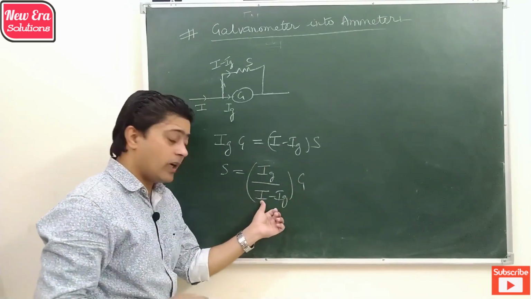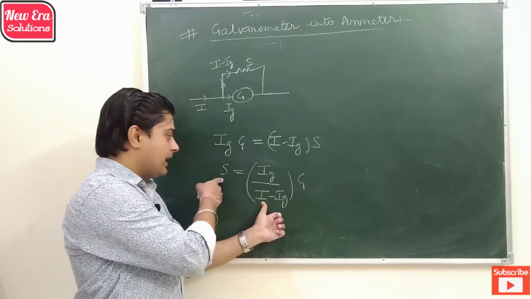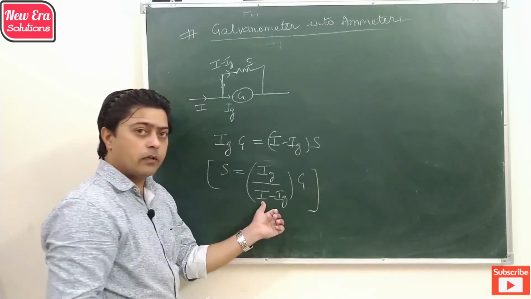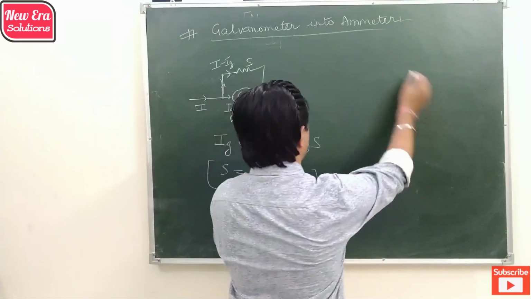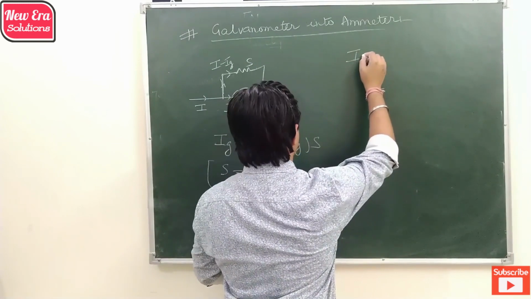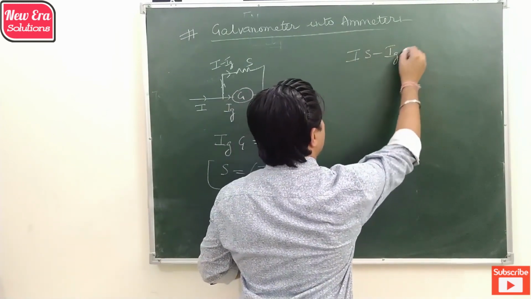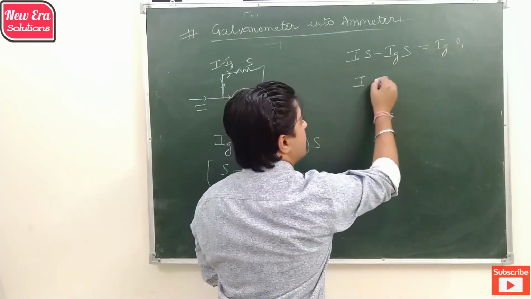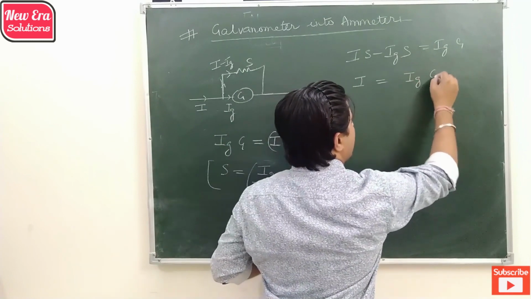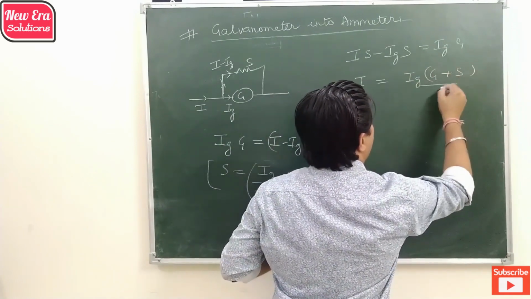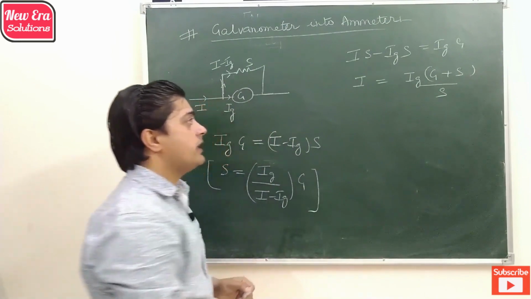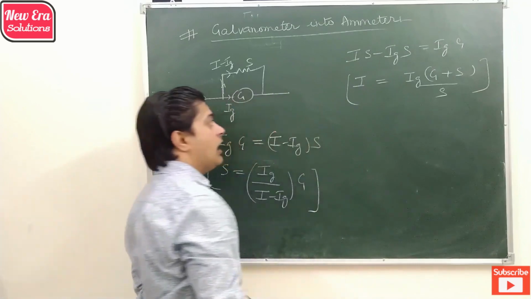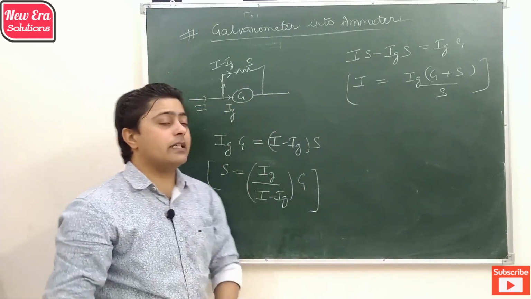So if we want to measure a particular amount of current, then we can calculate how much shunt we have to apply with the galvanometer. On the other hand, if we want to find how much current a device can measure, then by using this expression, we can find that the current measured by the galvanometer with a particular shunt is Ig into G plus S by S. So by putting the value of the shunt, we can find how much current is measured by this galvanometer.